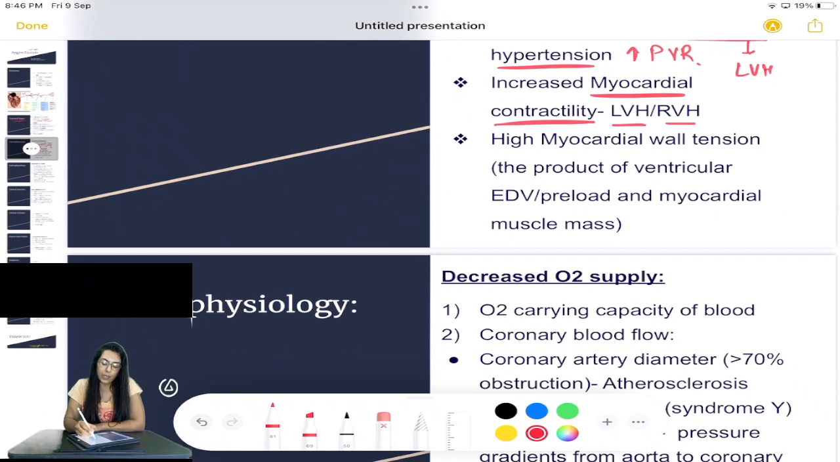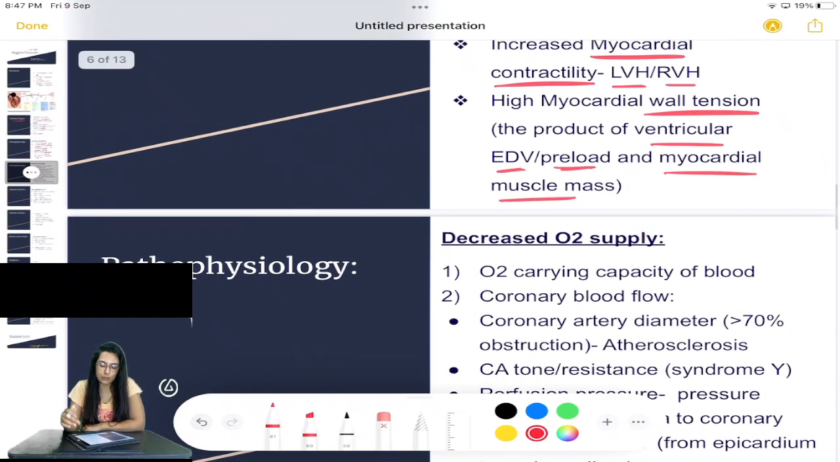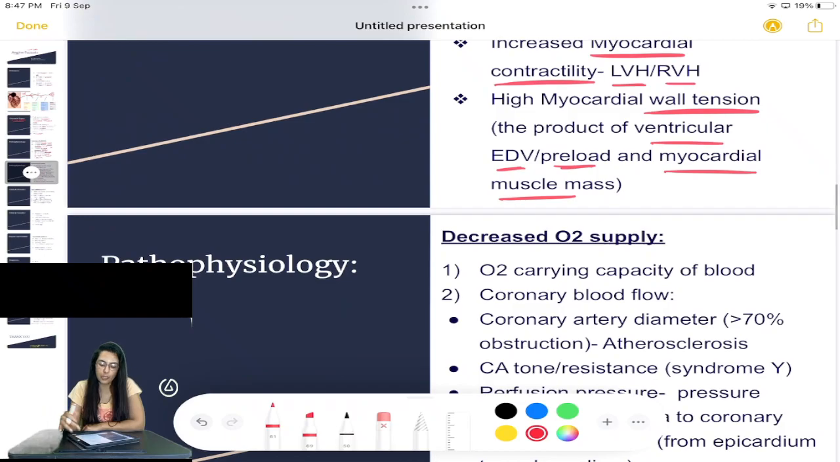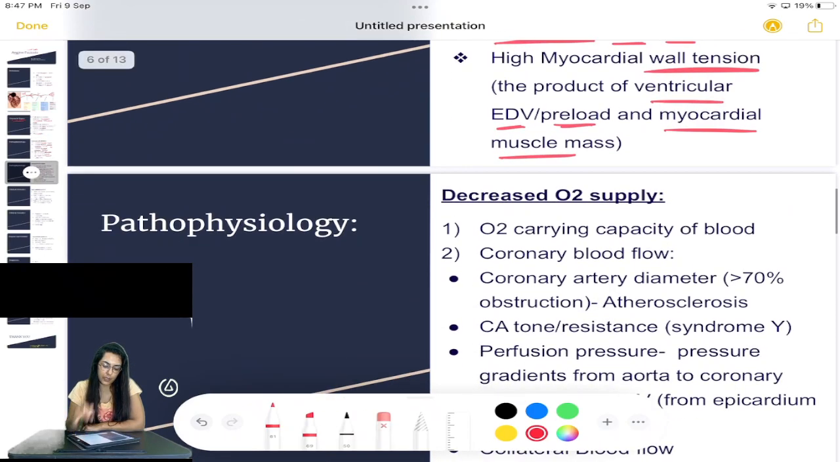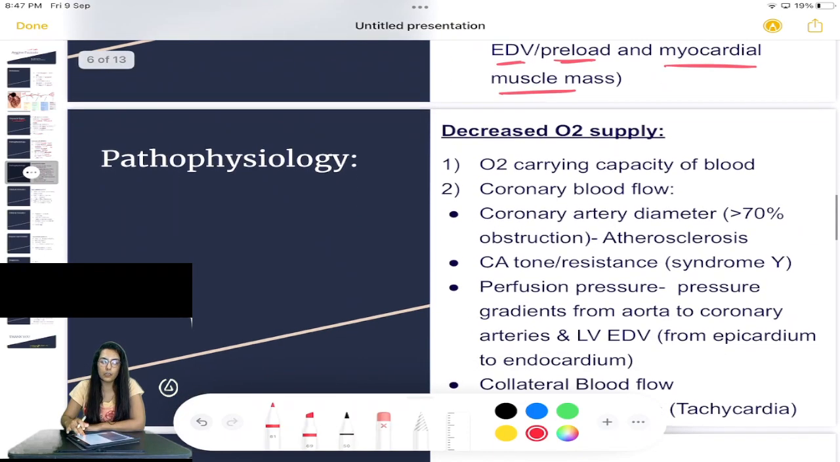Then high myocardial wall tension, which depends on two factors. First is preload or ventricular end diastolic volume, that is the blood volume present in the ventricle at the end of diastole, after ventricular filling. Second is myocardial muscle mass. Again, more muscle mass, more wall tension and more O2 demand. So these are the factors which increase O2 demand, and compared to that, there is decreased O2 supply.